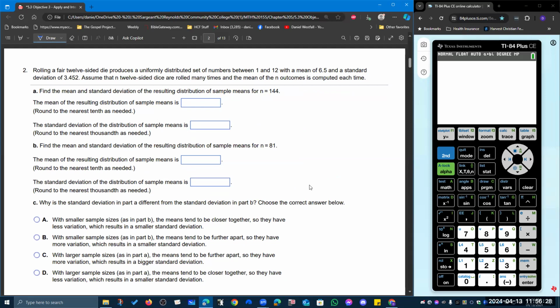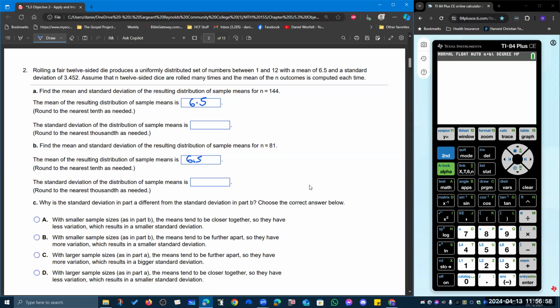Moving on to number 2. Rolling a fair 12-sided die produces a uniformly distributed set of numbers between 1 and 12 with a mean of 6.5 and a standard deviation of 3.452. Assume that n 12-sided dice are rolled many times and the mean of n outcomes is computed each time. Find the mean and standard deviation of the resulting distribution of sample means for n equals 144. So the mean remains unchanged at 6.5.